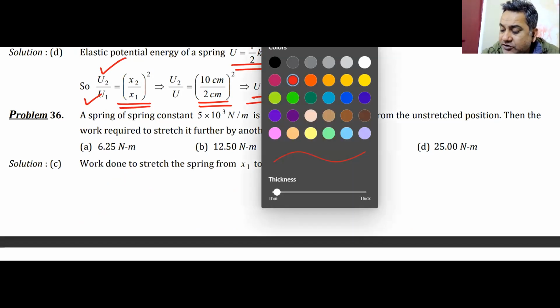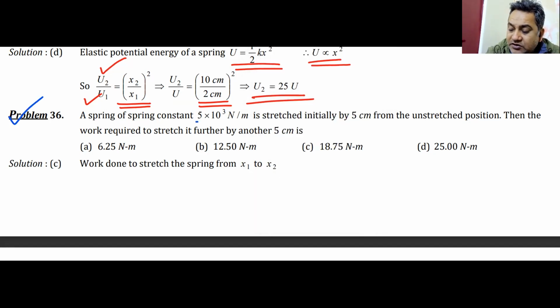Then there is this problem number 36. Again, a straightforward question. Doesn't take rocket science to understand this. Spring constant is given as 5 into 10 raised to the power 3 Newton per meter. Initially stretched by 5 centimeters. Remember, convert centimeter into meter from its unstretched position. Then the work required to stretch it further by 5 centimeters.